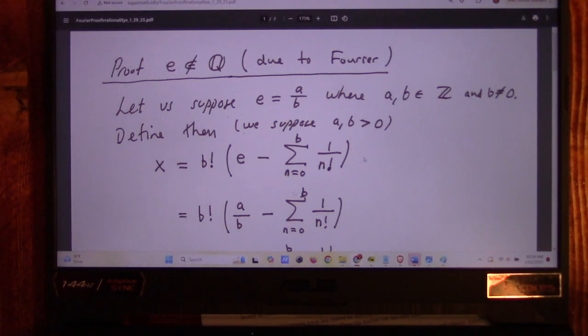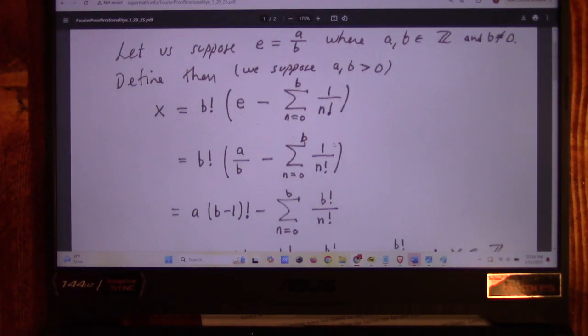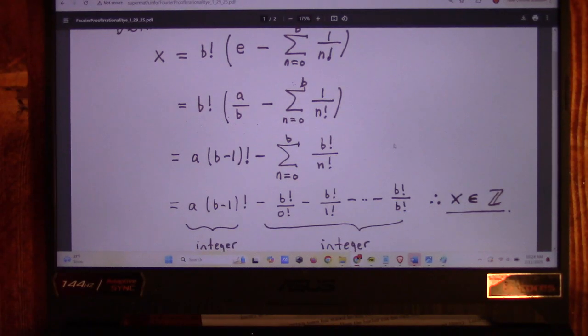If you multiply b factorial through here, these n factorials only go up to b factorial. There's no number in here which is larger than b factorial, which is to say that when you multiply that out, of course, a times b minus 1 factorial appears, because the b and the b factorial cancel, giving us b minus 1 factorial. That's an algebra fact that should be familiar to you guys from Calc 2, for example.